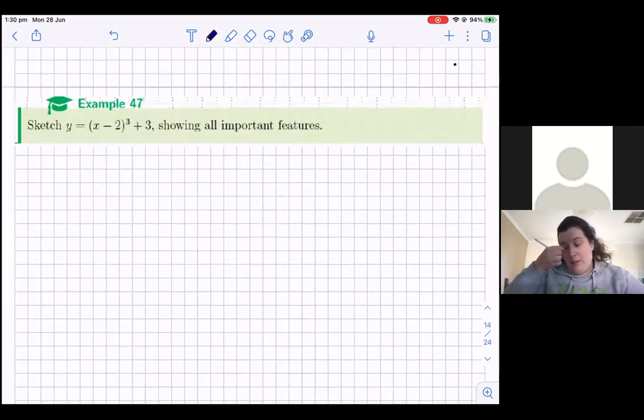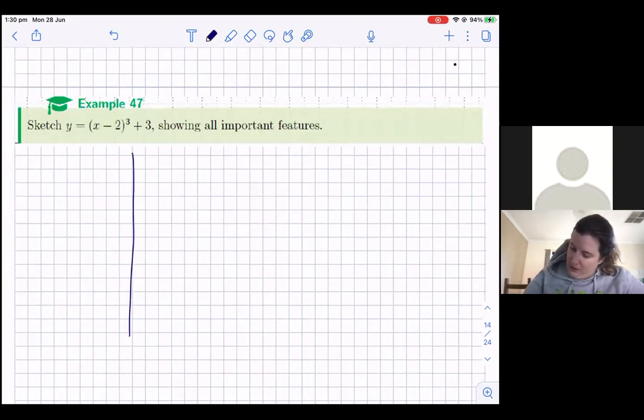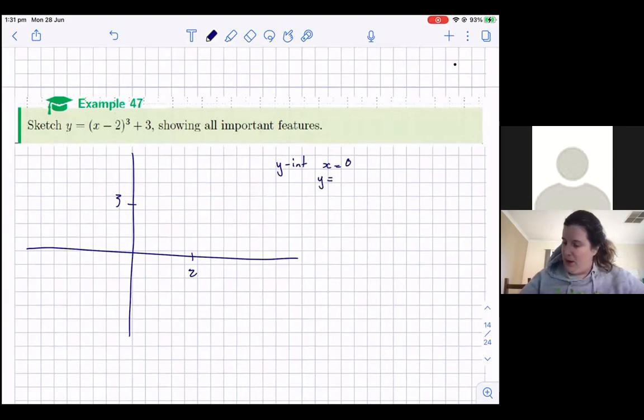Sketching this one, this is just a lovely cubic. It's been moved right 2 and up 3. So when it says all important features, we need intercepts. So y-intercept, X equals 0, y equals 0 take 2 cubed is -8 plus 3, -5. X-intercept, y equals 0. So we've got 0 equals X take 2 cubed plus 3.